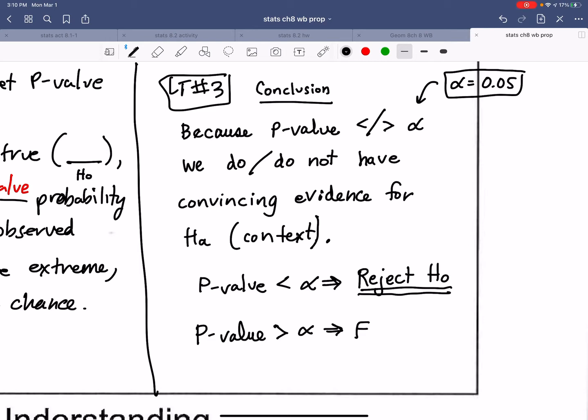Now, what if I ended up getting a p-value, which ended up happening with the gender dispute, right? Then we wanted to say that there was discrimination, but we didn't have sufficient evidence. So we failed to reject. We wanted to, but we failed to reject H sub 0.